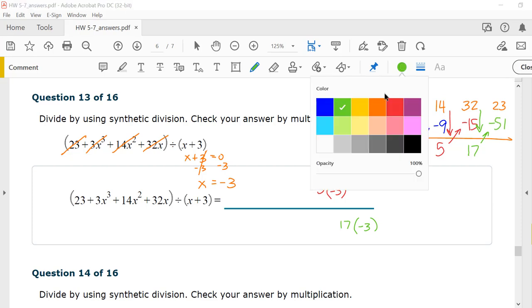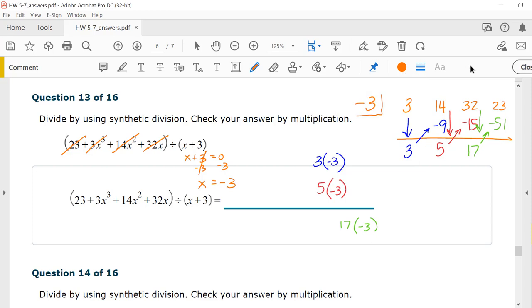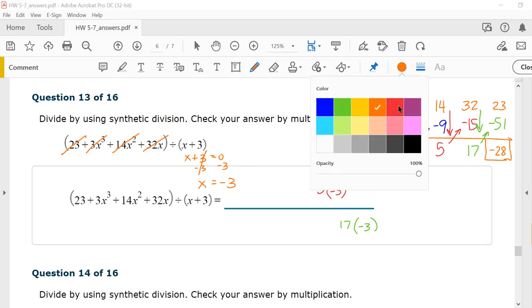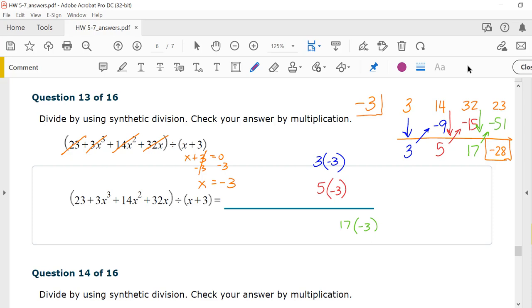And then I go down again. 23 minus 51 is negative 28. That's my remainder. So my answer would be, let's see, 3x squared plus 5x plus 17 minus 28 over x plus 3.